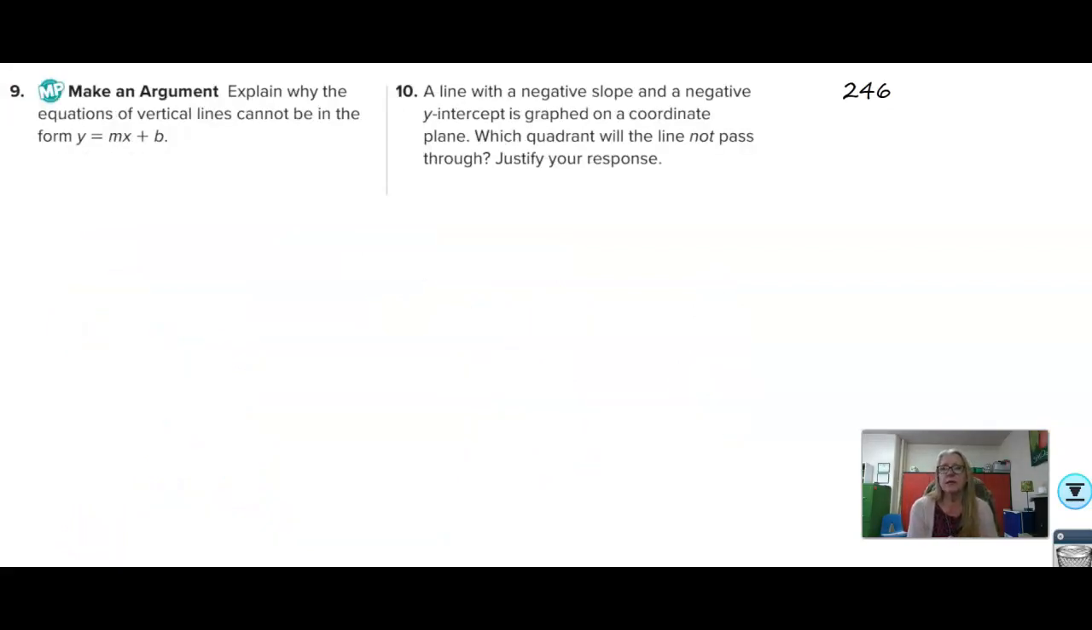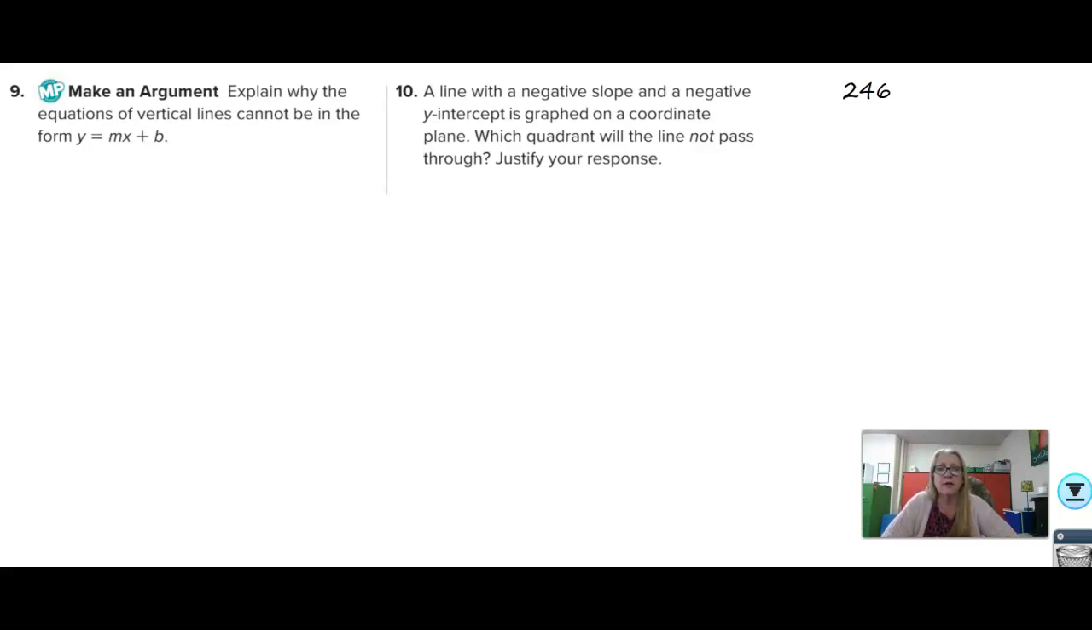Okay, number 9, make an argument. Explain why the equations of vertical lines cannot be in the form y equals mx plus b. When I first read this question, I was like, why can't they? You know? And I went on the internet and I Googled the question and I couldn't find a decent answer. Everybody just says, well, because the slope is undefined, you can't put it in the equation because it's like breaking a rule of math or something. So I would never assign you a question like number 9 because it's too hard to explain. But basically, the only response I can find to that is because the slope is undefined, you can't use the equation.